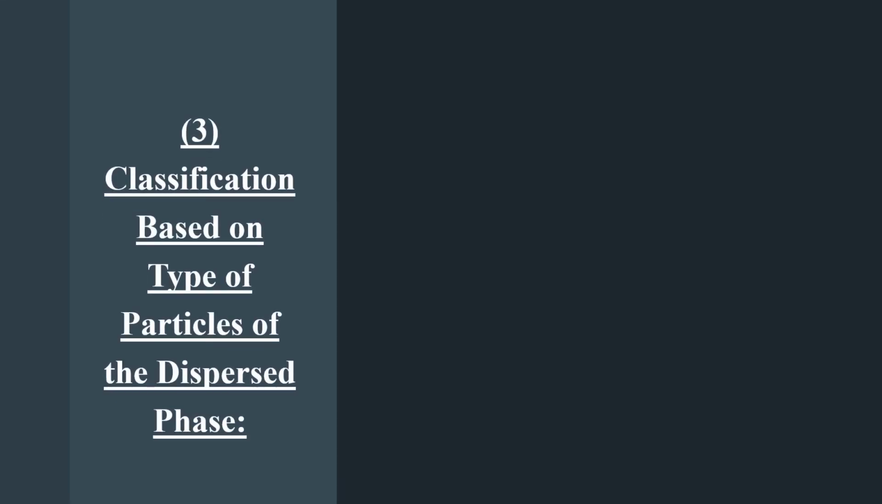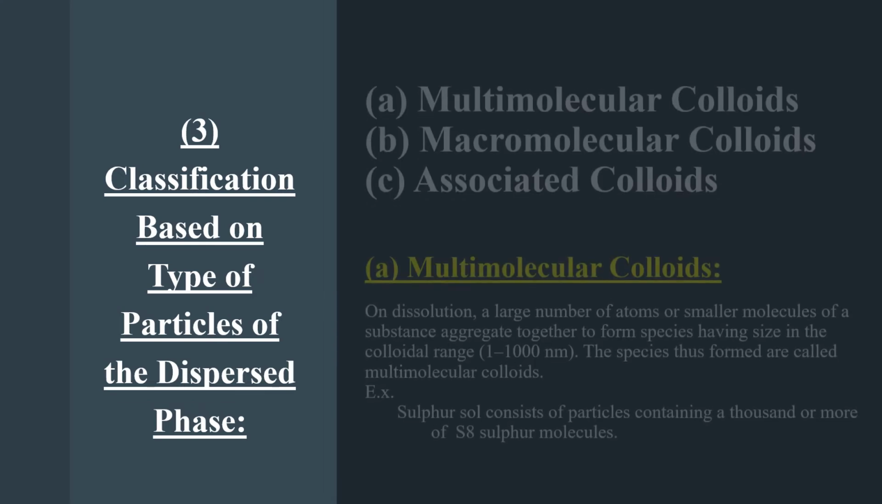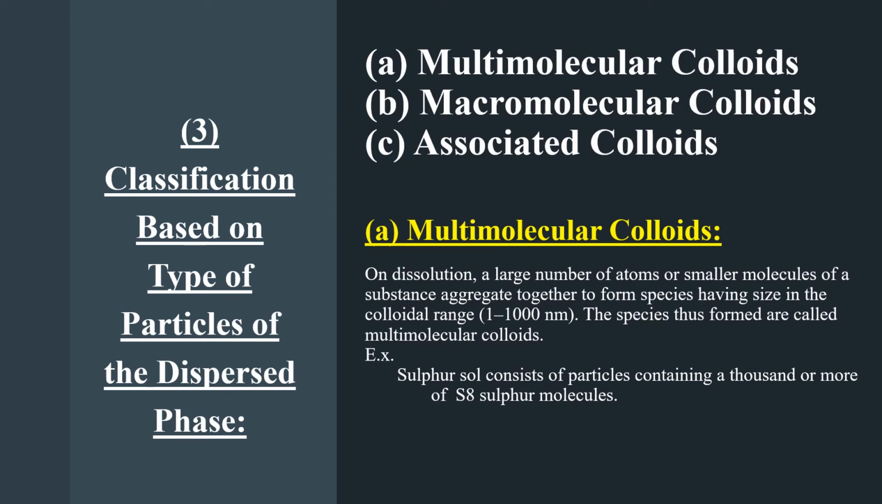Come to the third type of classification, which is based on types of particles of dispersed phase. On the basis of this classification, colloids can be divided into three parts: multimolecular colloids, macromolecular colloids, and associated colloids. First of all, multimolecular colloids. On dissolution, a large number of atoms or smaller molecules of a substance aggregate together to form a species having a size of the colloidal range, 1 to 1000 nanometer. The species thus formed are called multimolecular colloids.